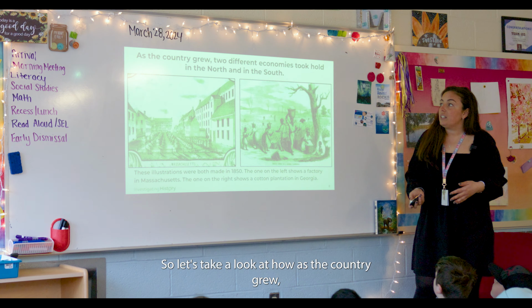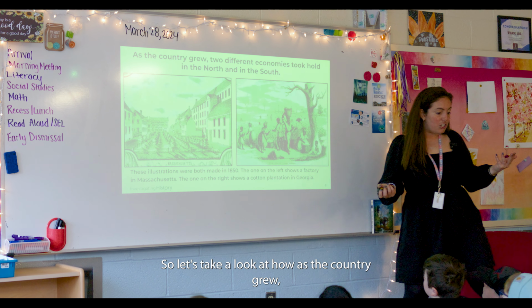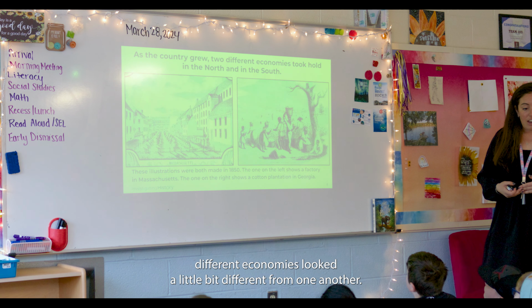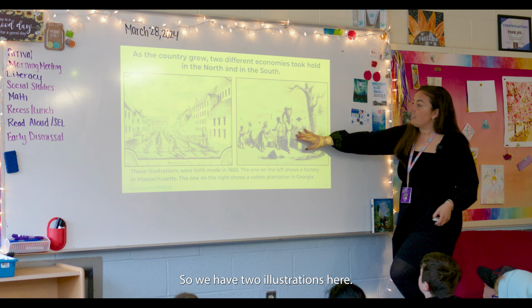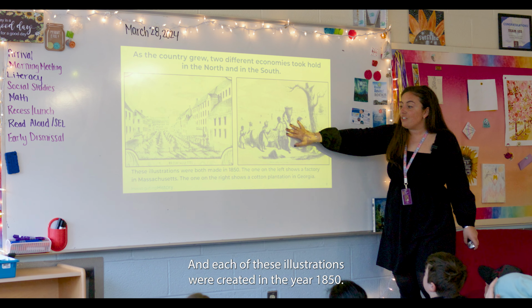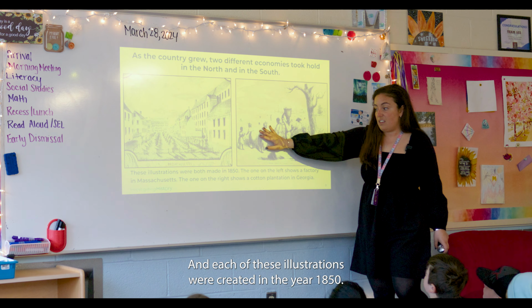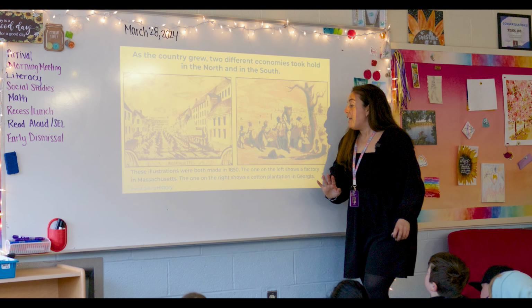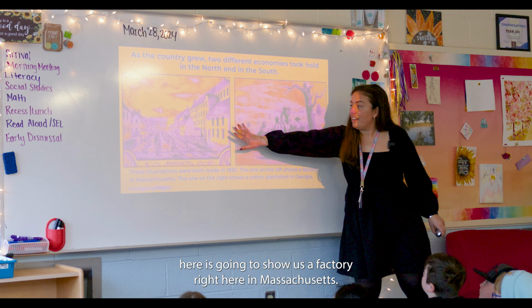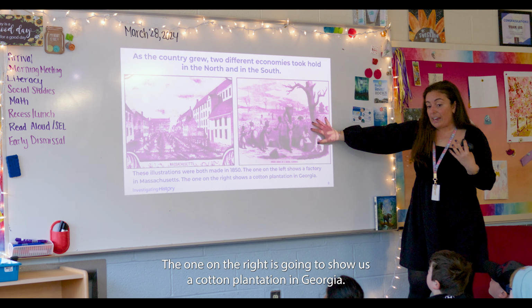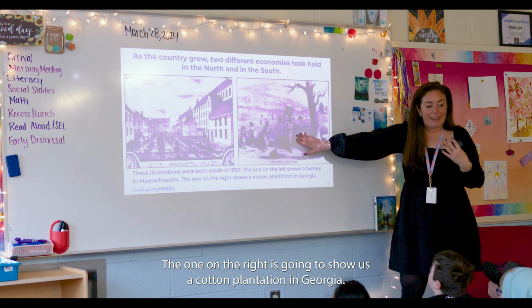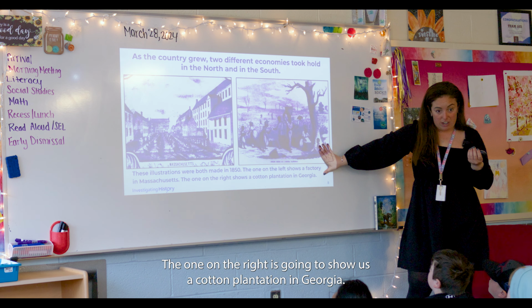So let's take a look at how, as the country grew, different economies looked a little bit different from one another. We have two illustrations here, and each of these illustrations were created in the year 1850. The one on the left is going to show us a factory right here in Massachusetts. The one on the right is going to show us a cotton plantation in Georgia.